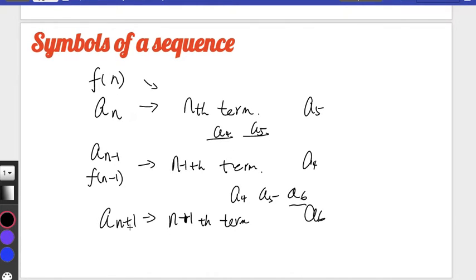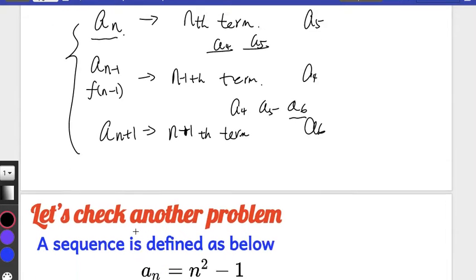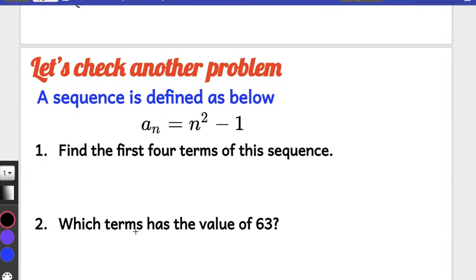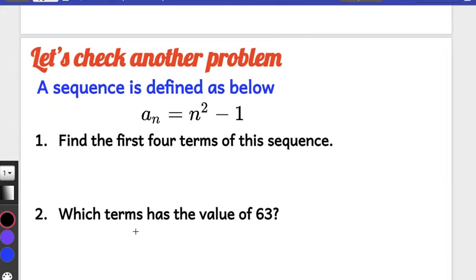Sometimes we even use this n to indicate a random position. If you look at this, you will see this one is in the middle, this is one before a_n, and this is one after a_n. It's just location, okay? I want you to make sure the order of these terms is clear in your mind when you see the symbols. So let's see how we handle this one.